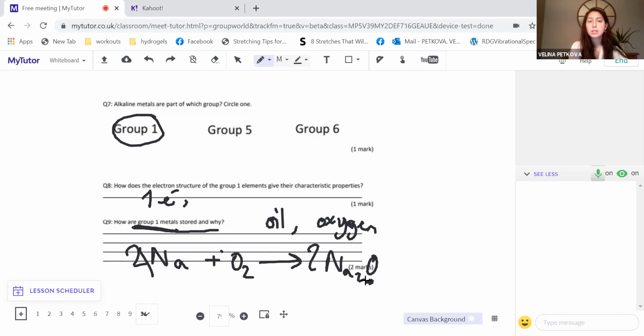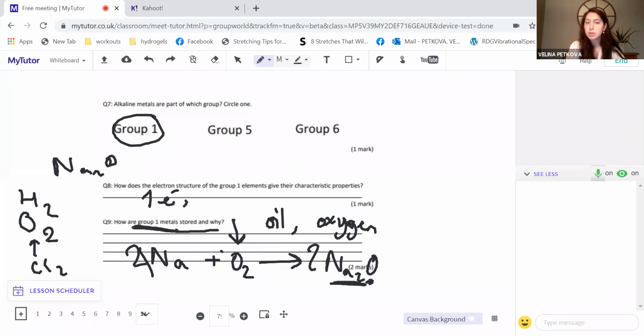Yes, so it's diatomic when it is in its element form. It is now in a compound form, so that's why it's Na2O. They're diatomic when they are in their element form, like H2 and Cl2. But when they're in a compound, they don't need to be diatomic because they have reacted.